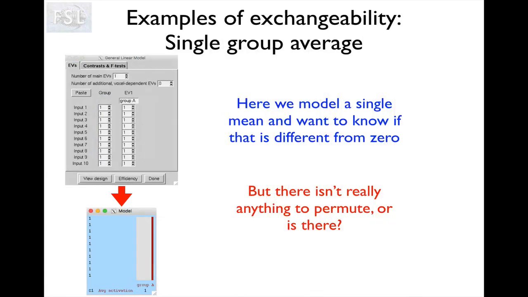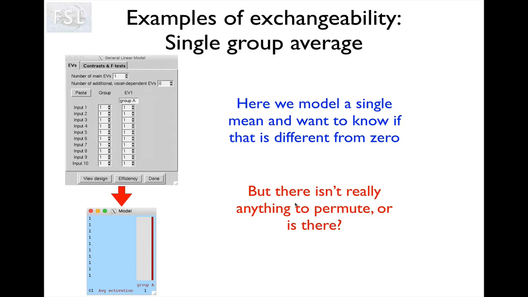Now we have a different one, a single group average. What we're doing here is essentially we have done first level analysis on 10 subjects, and we now want to see, is there any average activation across these subjects, i.e. we want to know if the mean is different from 0. So now we just have a single group and a single mean, and we want to know if that is different from 0. We have the exchangeability group here, so it's completely exchangeable, but there isn't really anything to permute now, or is there?